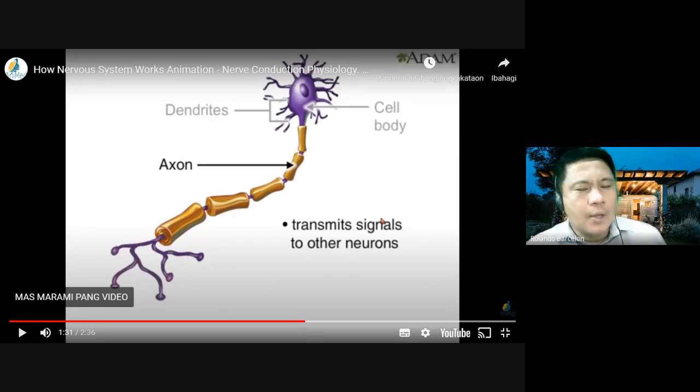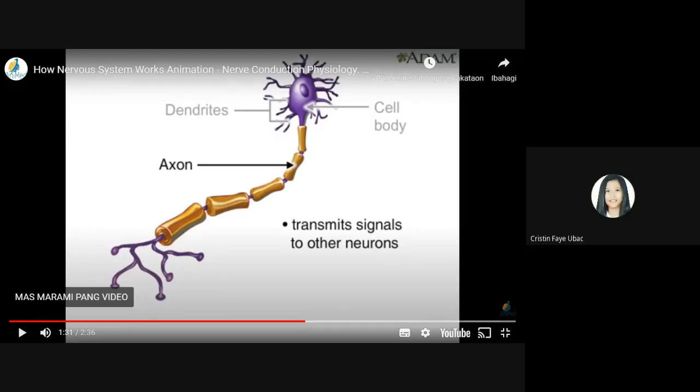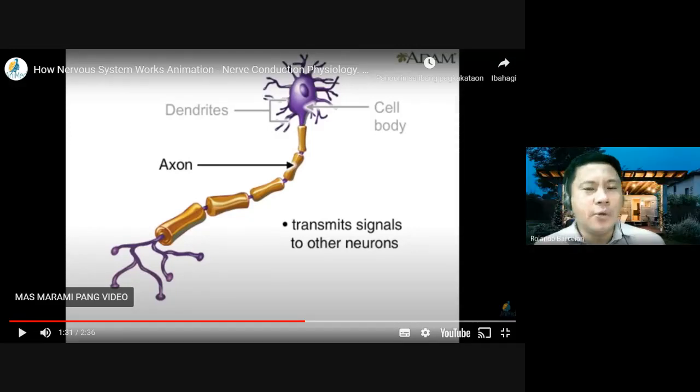Okay, now the building blocks of nervous system, we have here the neurons. What is another term for neurons? Nerve cells? Okay, so we call those as nerve cells. Kasasabi ko lang, di ba kanina, may problema ang inyong hippocampus. Okay, the memory storage.